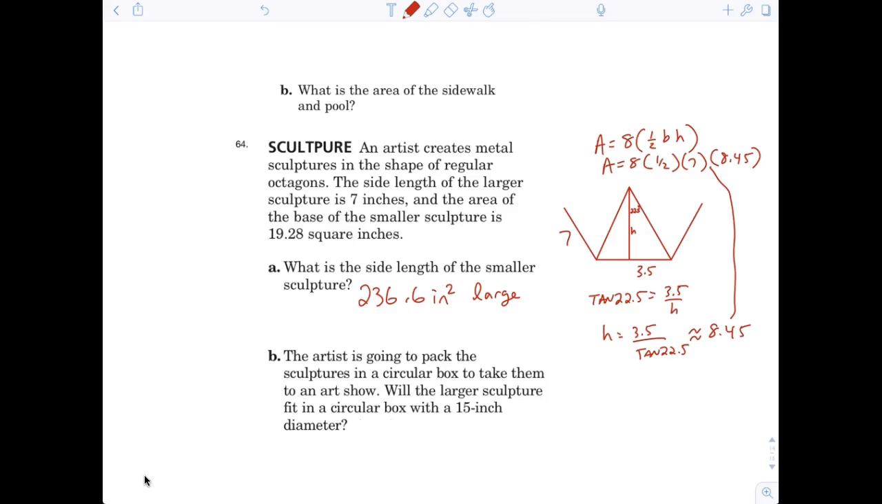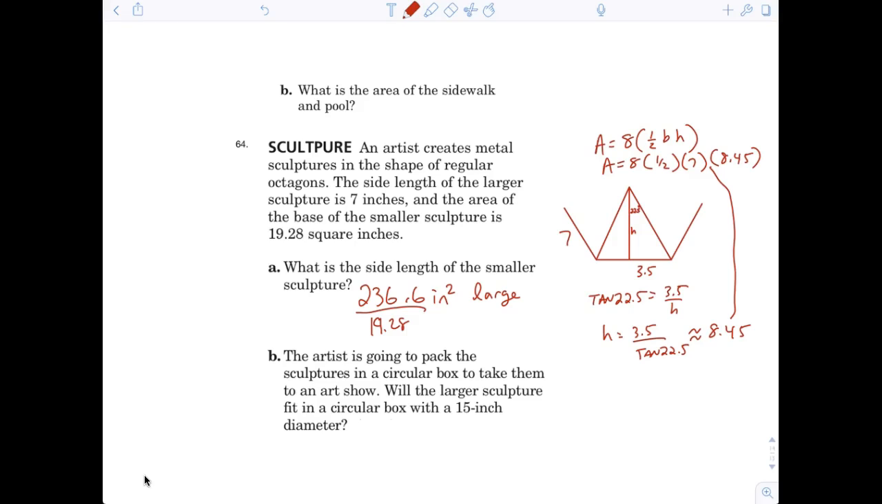Okay, so now I have the large area, and then it says the area of the base of the smaller is 19.28. So 19.28, divide those out for me. Come on now, please pay attention. I think these are easy, but for whatever reason it's difficult. I don't know why. Divide that out. What do we get? 12.27. So the area is 12 point whatever times greater.